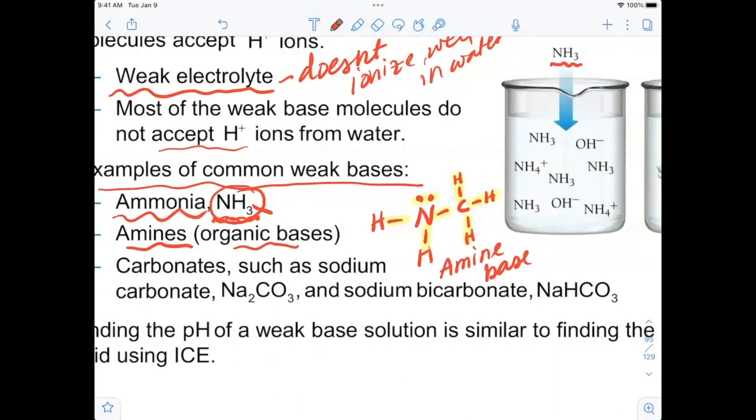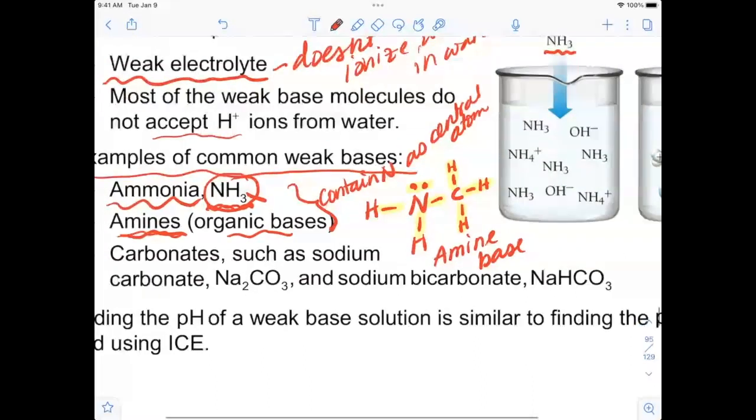So both the ammonia base and amine base are nitrogen-infused bases. I want to say nitrogen base, but that wouldn't really work. This is too basy, right? They are bases that contain nitrogen as a central atom. That's better. So both of these contain nitrogen as a central atom.